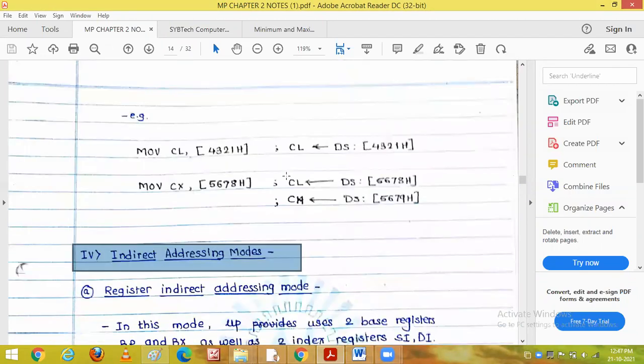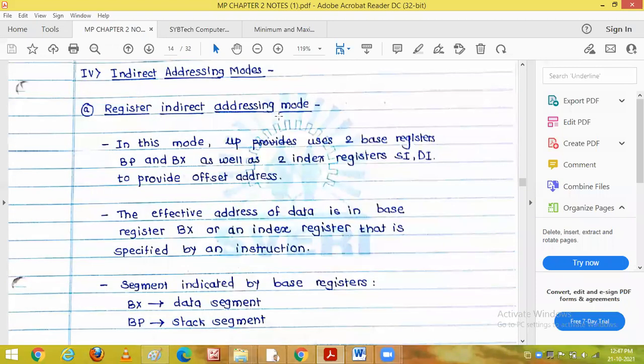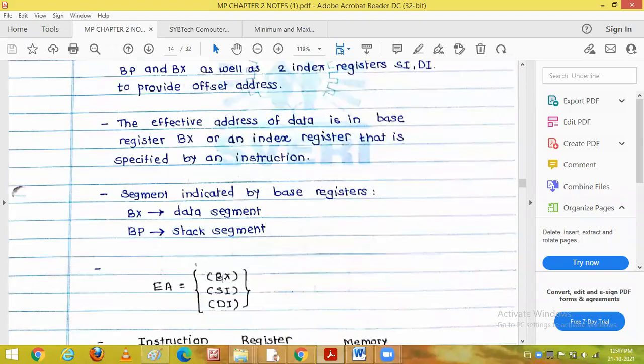One by one, we will see the four categories of indirect addressing modes. In the register indirect addressing mode, what will we do? Here, some of the index registers we have to use. That is BX, and BP, the base pointer. Either it may be low or high, we generally use X. So base pointer and source index. SI is nothing but source index, and DI is nothing but destination index. Along with that, we have to use the effective address.